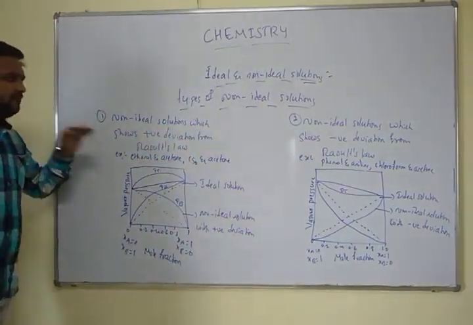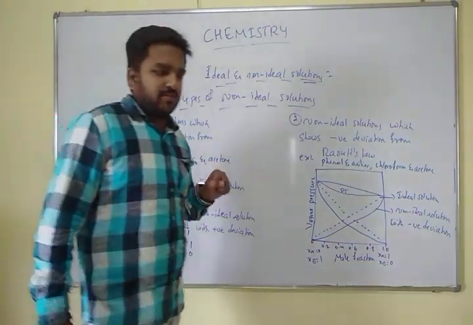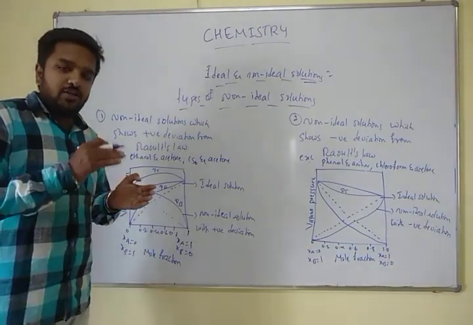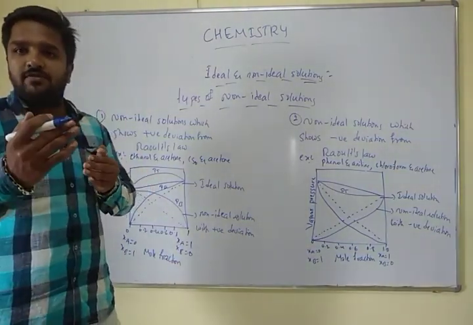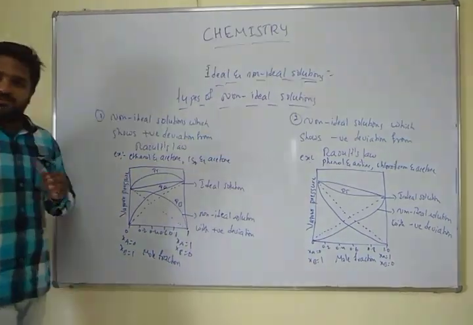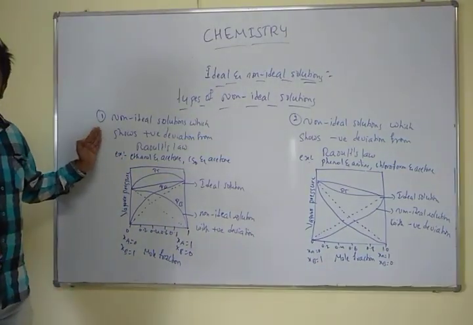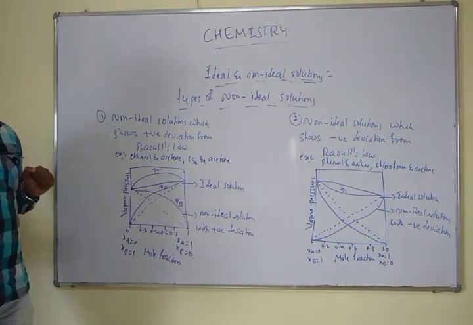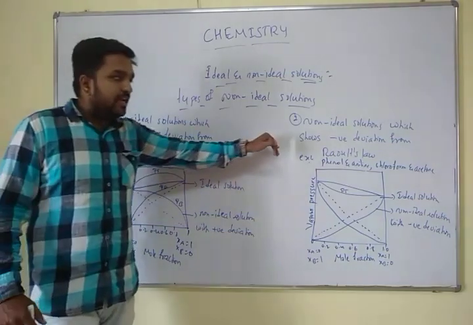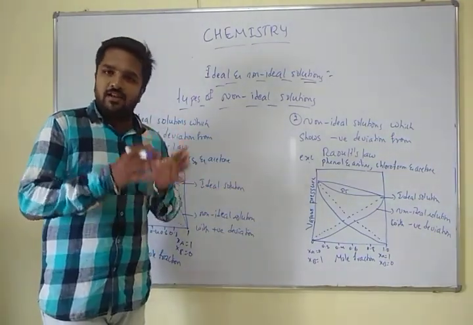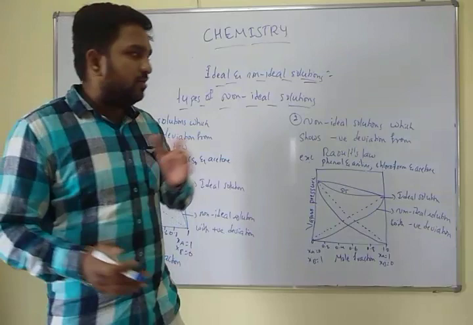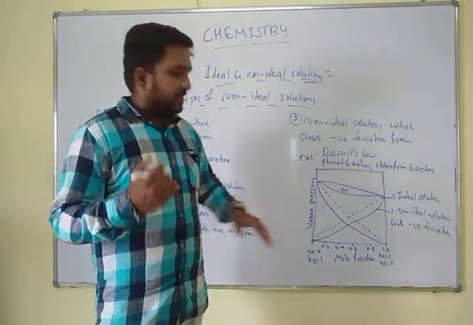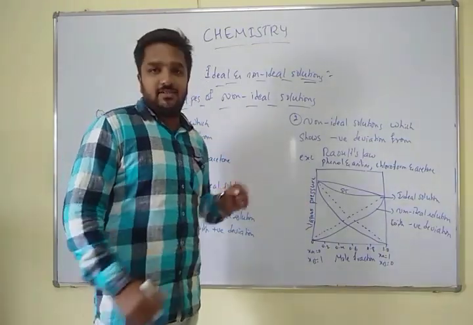That means we are dealing with the concept of vapor pressure. So the vapor pressure which we calculate from Raoult's law, if the solution shows a more positive deviation from the calculated vapor pressure, then we call those non-ideal solutions as solutions which show positive deviation from Raoult's law. But in case of negative deviation, the obtained value will be lesser than that of the calculated value from Raoult's law.